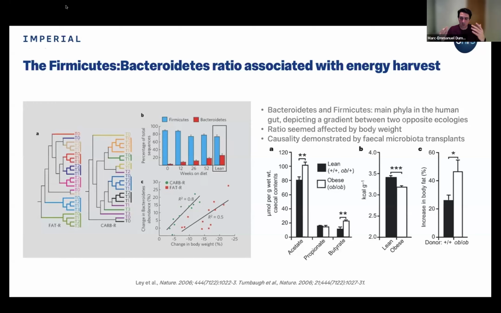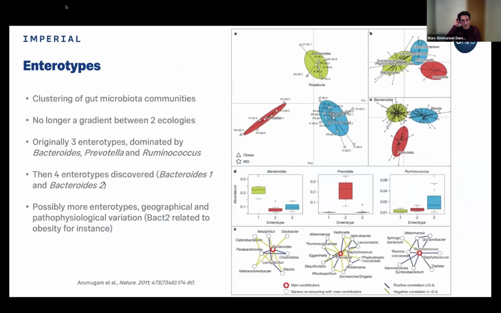This was shown to be in a causal relationship through fecal microbiota transfer in mice, both using microbiota from genetically altered mice, but also microbiota from donors. So the notion is that you are somewhere on this continuum, and maybe you're more on one side, or maybe you're more on the other.